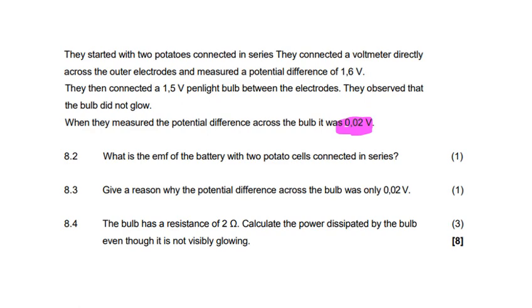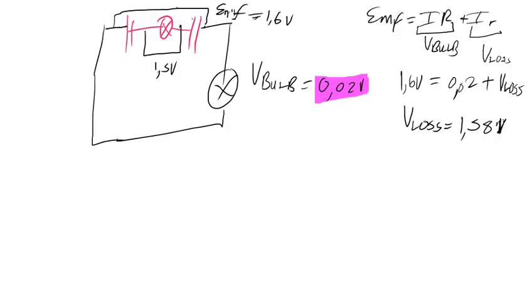Okay, so they say, what is the EMF of the battery with two potato cells connected in series? So you've got two cells, two potato cells. This is cell number 1, cell number 2. So what is the total EMF? I already told you that for A, the total EMF is equals to 1.6. That's the total EMF between the two cells. So it's 1.6 volts.